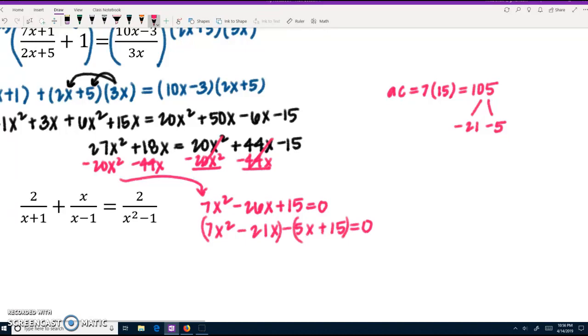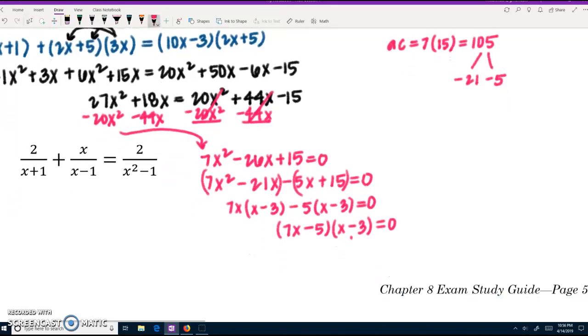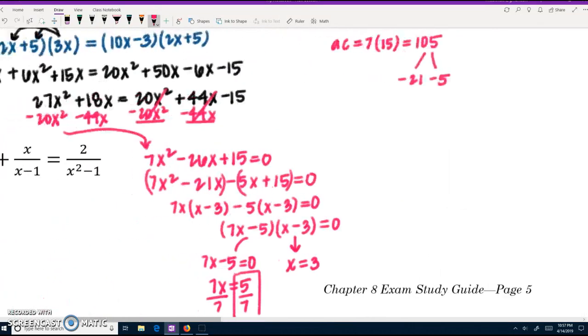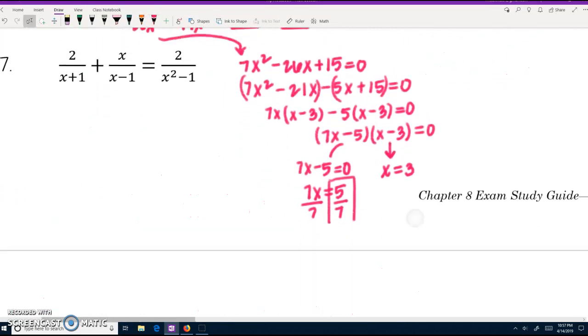Group my first two terms and my second two terms. I can bring a 7x out here, and I'll get x minus 3. Then I can bring a 5 out here, and I'll also get x minus 3. So when I group, I'll have 7x minus 5 times x minus 3 is equal to 0. Then this solution will be x equals 3. For 7x minus 5, I'll have 7x is equal to 5, and when I divide both sides, I'll end up with, oops, I slid off the page, 5/7 here.